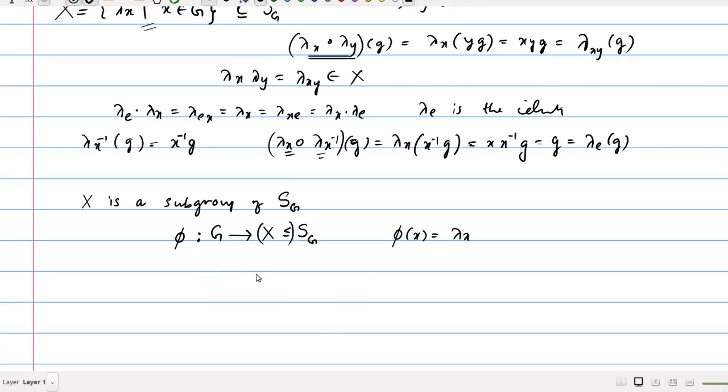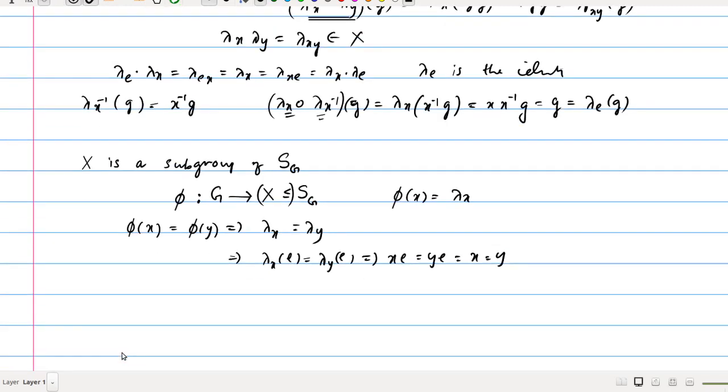Then you can easily get that this is a one-one function, because φ(x) equal to φ(y) implies λ_x equal to λ_y. So λ_x equal to λ_y means these two permutations are the same. This will be the same as λ_x(e) equal to λ_y(e), that implies xe is equal to ye, that is x equal to y, which proves the one-oneness of this φ.